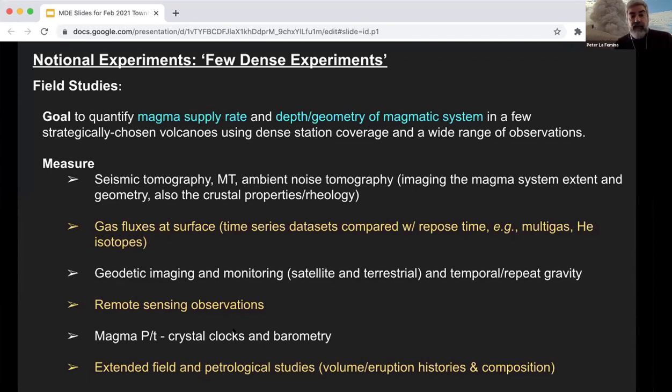So some of the things that we're going to want to do here in detail is look at seismic tomography, magnetotellurics, ambient noise tomography, things that allow us to image these transcrustal magmatic systems and ultimately image the flux of magma from the mantle to our volcanic systems. So we'll also want to look at gas fluxes, geodetic imaging and monitoring. Again, bringing in remote sensing observations to do this. And then also look at, again, that petrologic evidence for these processes.